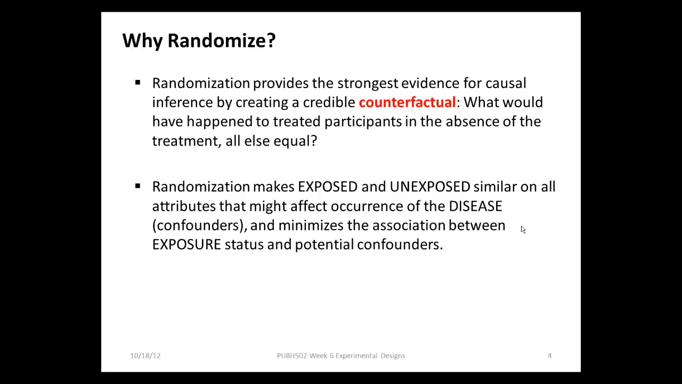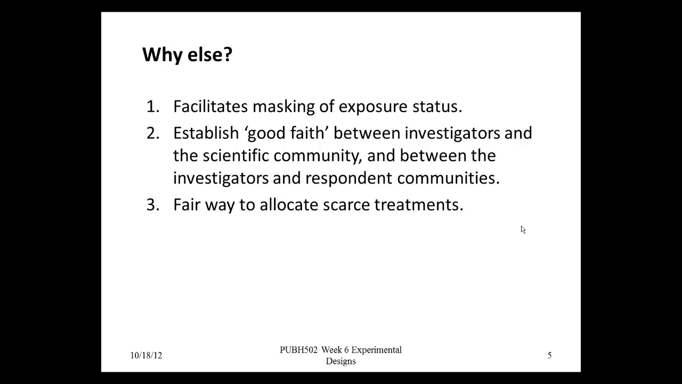And that's the second bullet point there. So if we do successfully randomize, we know that our exposed group and our unexposed group are similar on all attributes that might affect our exposure, our risk, the occurrence of disease. And what we don't want is any hidden correlations or associations between our exposure status and any confounders that might also be associated with outcomes. And randomization, random assignment, does a really good job of that.